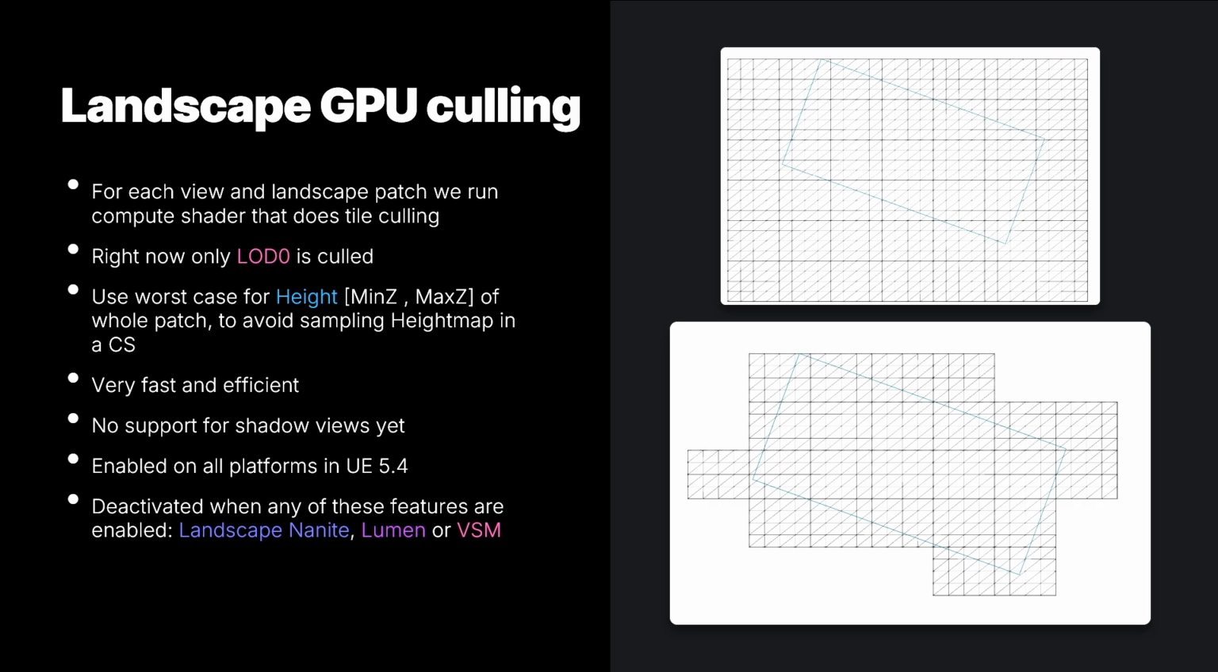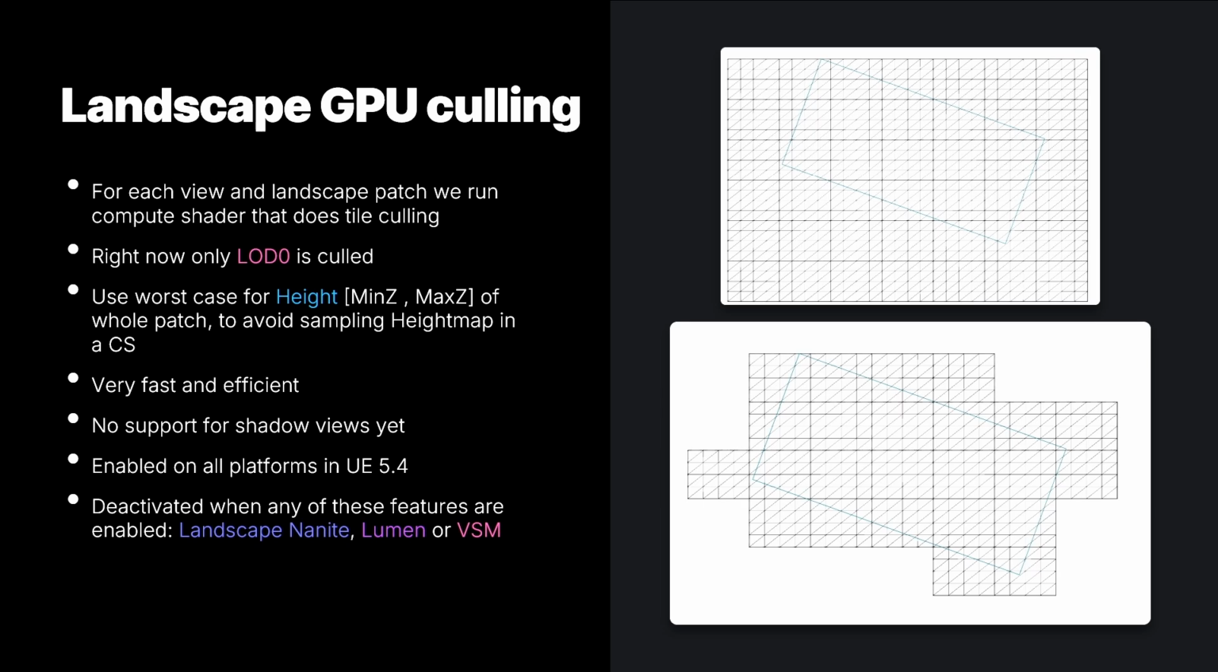And we do culling only for LOD 0, because that's the closest to the camera, and it's very fast and very efficient. There's no support for shadow views yet, and the cool thing is it's enabled on all platforms beginning with UE 5.4. It is deactivated if you're using Landscape Nanite or Lumen, which anyway, most of the phones don't support Nanite and Lumen, so for mobile, we are actually pretty good.